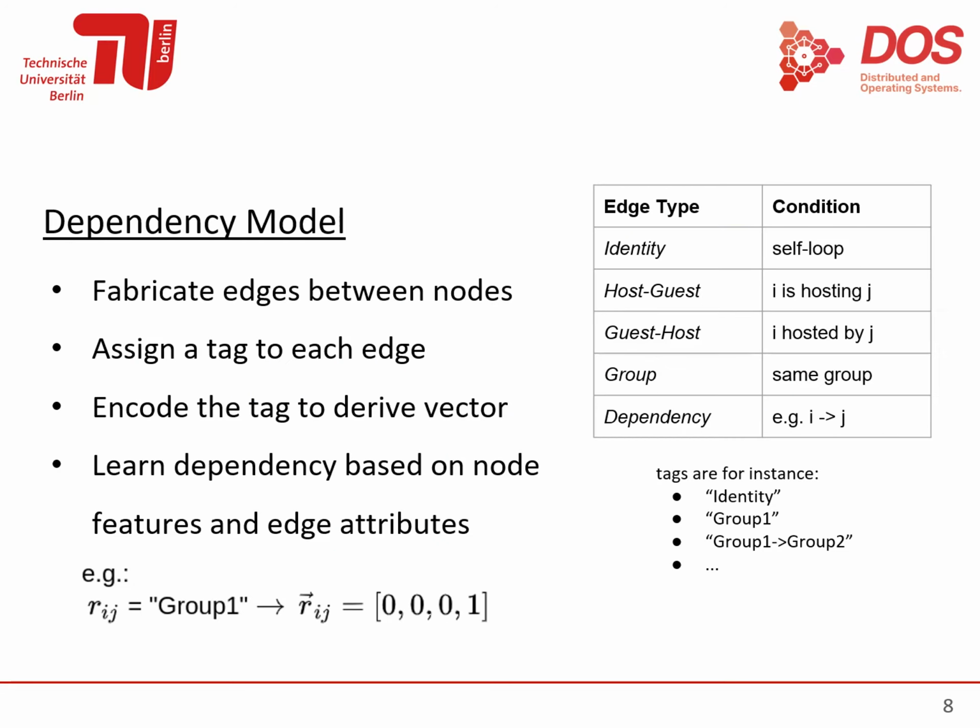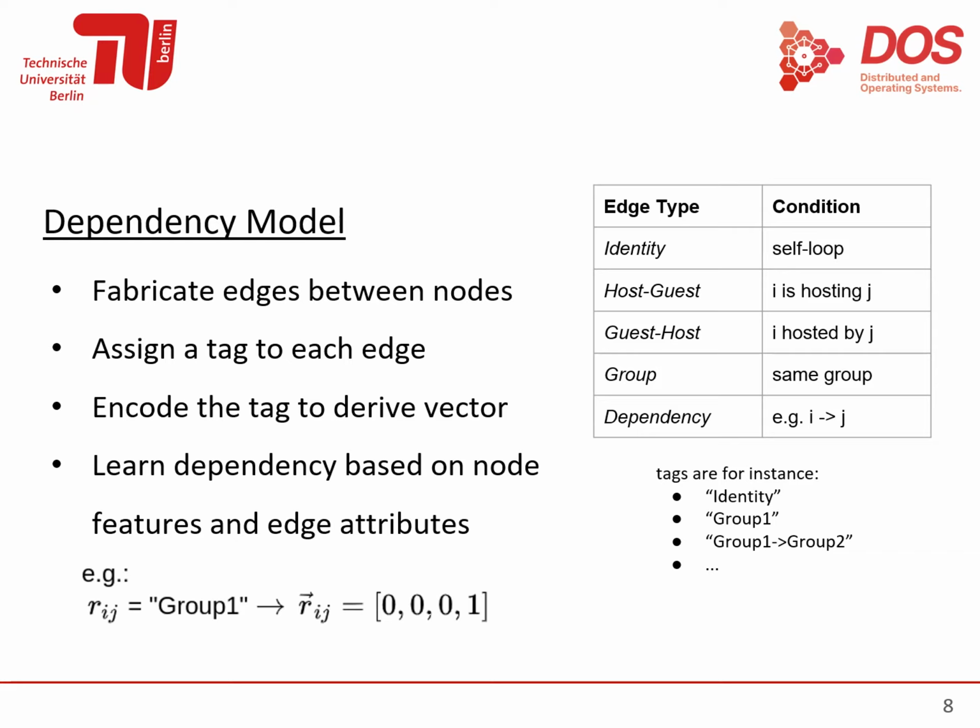After computing a state representation for each system, we can now look into the second step, which is the dependency model. What we essentially want here is to fabricate edges between nodes. For this, we assign a tag to each edge, then we encode the tag to derive a vector, and then we use this derived edge attribute vector and the previously computed node features, aka state representations, to learn the dependencies between systems.